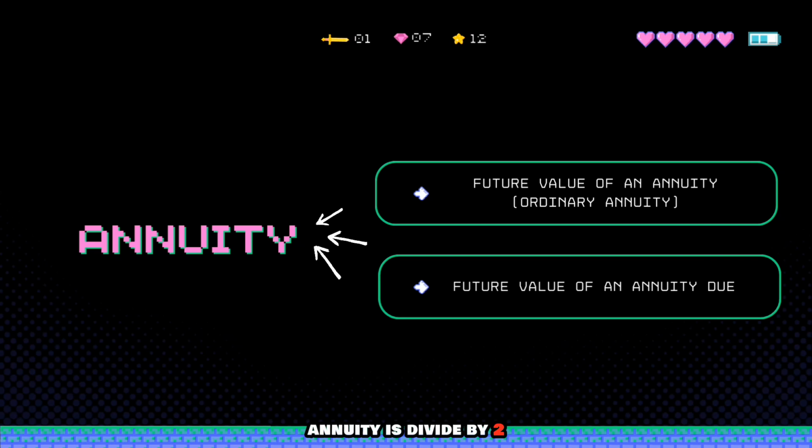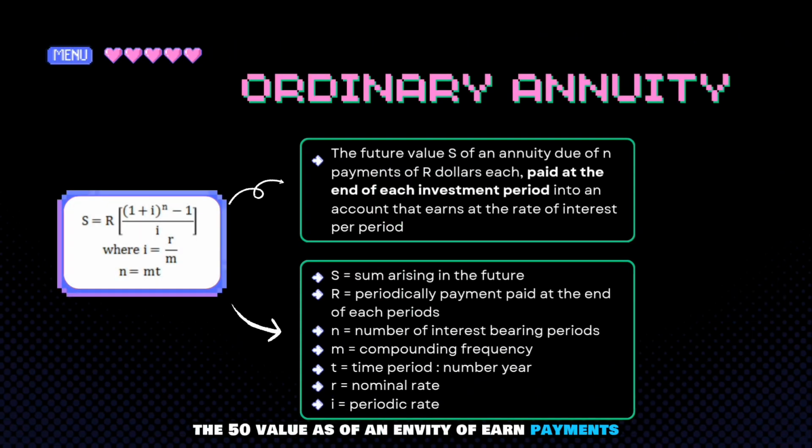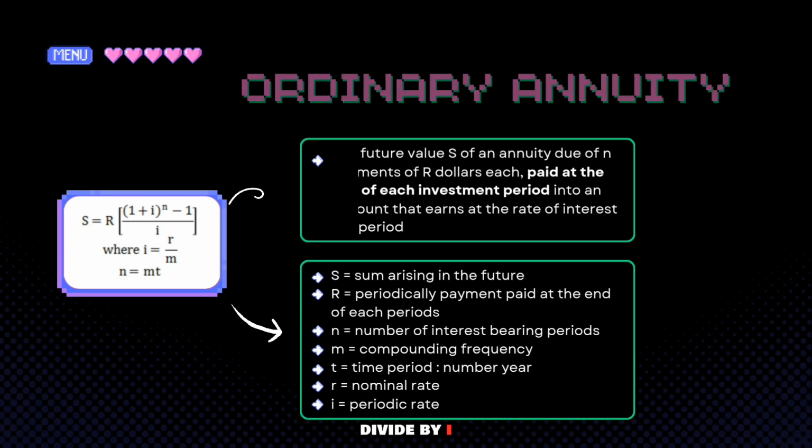Annuity is divided into two types: the future value of an ordinary annuity and the future value of an annuity due. For an ordinary annuity, the future value of an annuity of n payments of R dollars each, paid at the end of each investment period into an account that earns interest at the rate of i per period. This is the formula we could use to get the answer: S, which is the sum arising in the future, equals R times (1 plus i) raised to the n, where n is the number of interest-bearing periods, minus 1, divided by i.